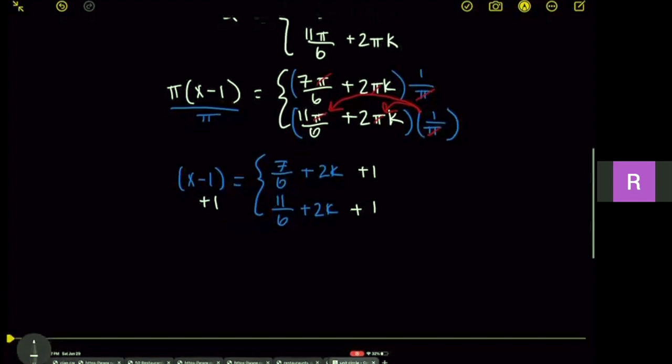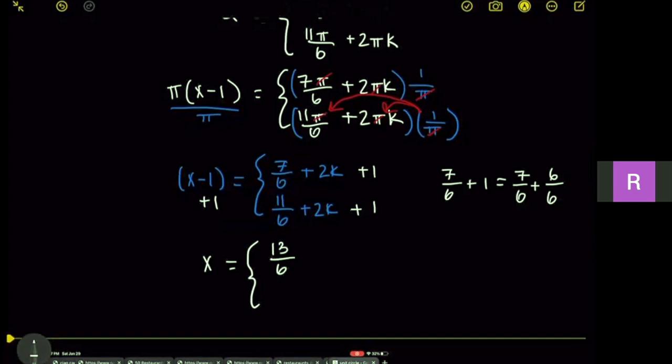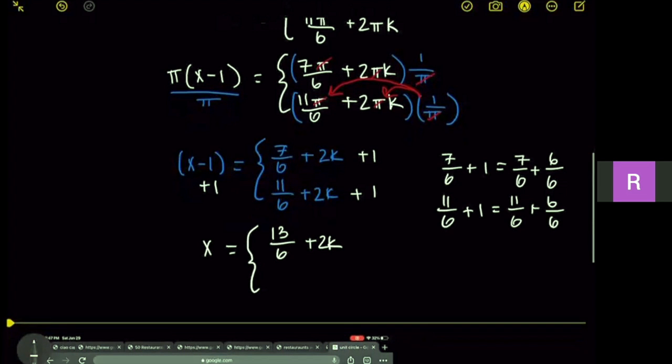What we're going to get is that x is going to be equal to, and we're going to add 1 to 7 over 6. So 7 over 6 plus 1 is the same thing as 7 over 6 plus 6 over 6. So we're going to get 13 over 6 plus 2k. And then for 11 over 6, it's going to be plus 1, and that's the same thing as 11 over 6 plus 6 over 6. So we're going to get 17 over 6 plus 2k.